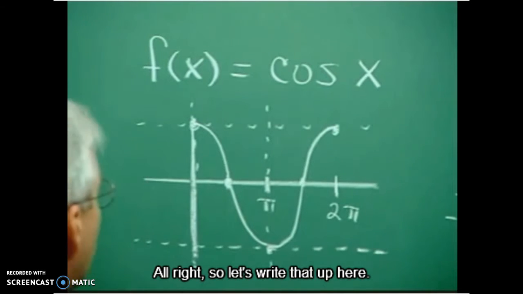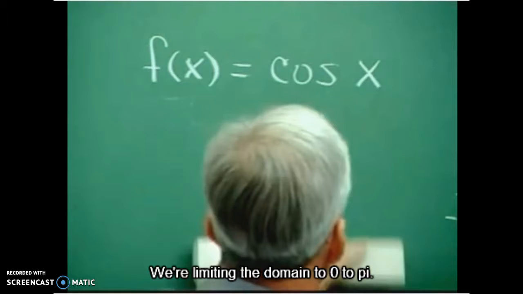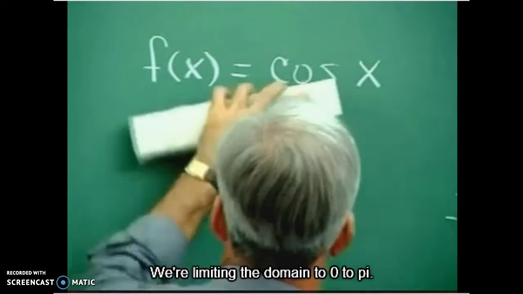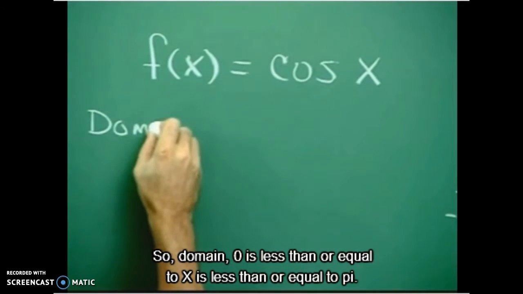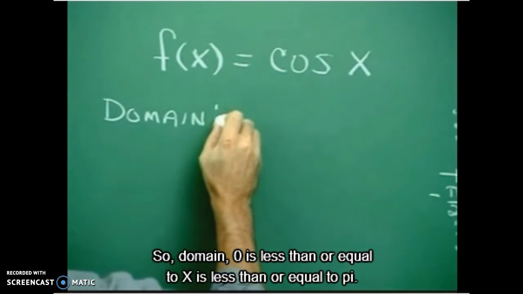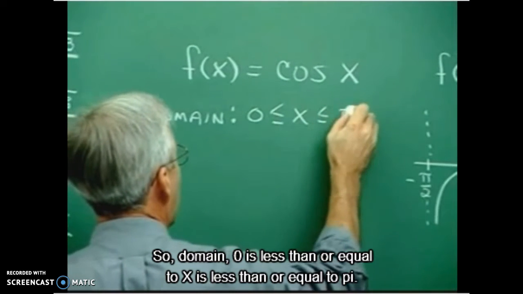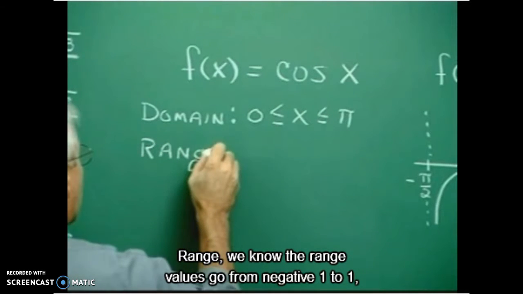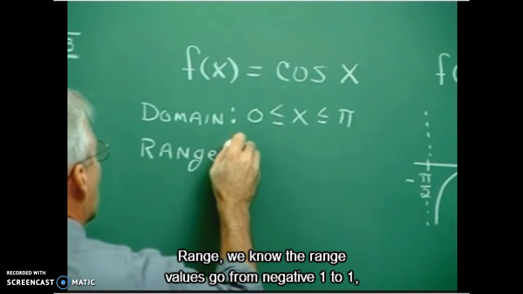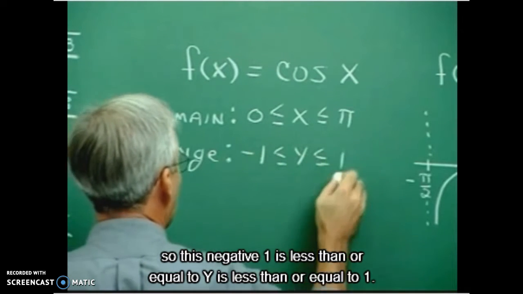All right, so let's write that up here. We're limiting the domain to 0 to pi. So domain: zero is less than or equal to x is less than or equal to pi. Range: we know the range values go from -1 to 1, so it's -1 is less than or equal to y is less than or equal to 1.